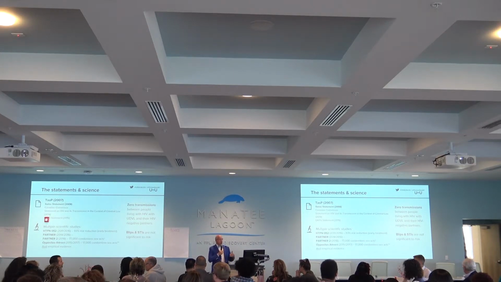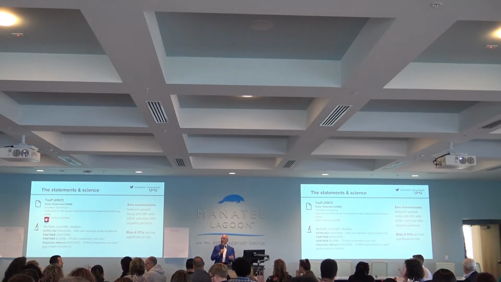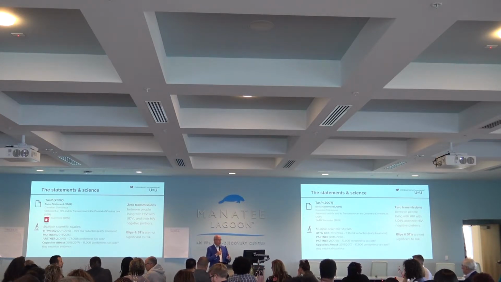So in 2007, the Swiss HIV Consortium came out with a statement saying that in heterosexual couples where a positive person was undetectable, they were not going to transmit the virus to their negative partner, and they didn't really need to worry about condoms. That was a radical statement. People really freaked out about it. They only said it about heterosexuals. They didn't apply it to other groups.